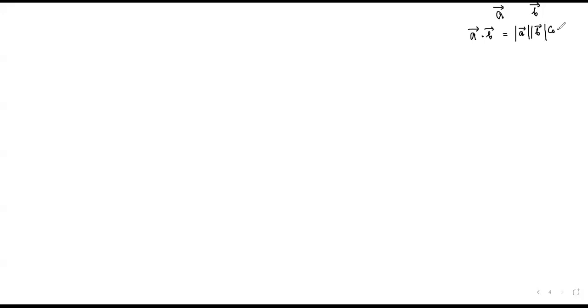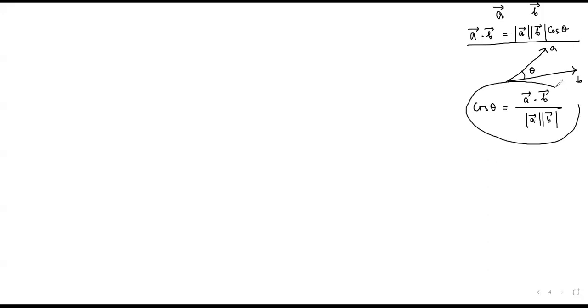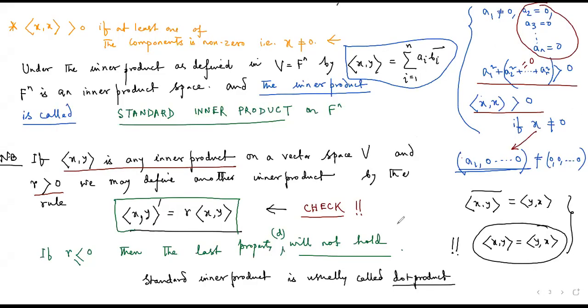vectors multiplied by the cosine function of theta, where theta is the angle between the two vectors. This is A and this is B. We know this from our school days. And from there, we can also write it as A dot B divided by mod of A vector and mod of B vector. We all know this. But in the book, if you have the book in front of you, on page number 330, it is written that standard inner product is usually called dot product.